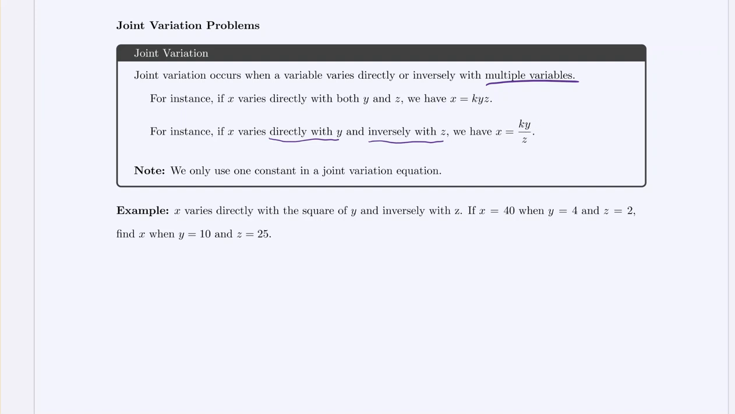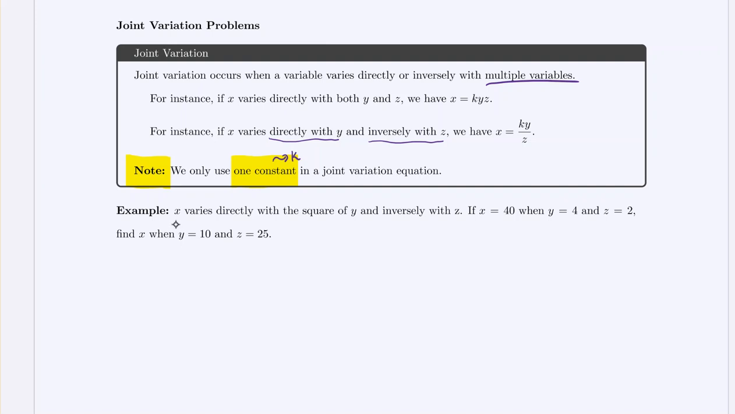And one thing to note is that in a joint variation problem, you only use one constant, k. So it's not like the direct and the inverse relationships have their own constants, it's just a single constant for that equation.